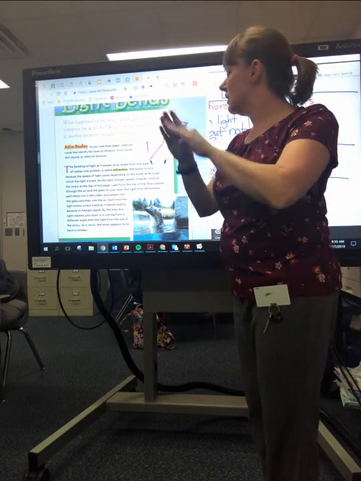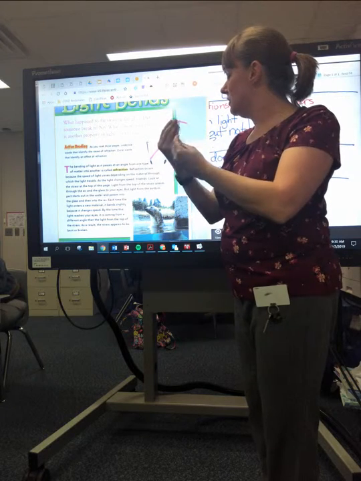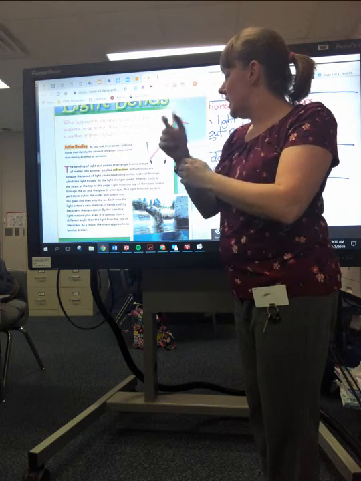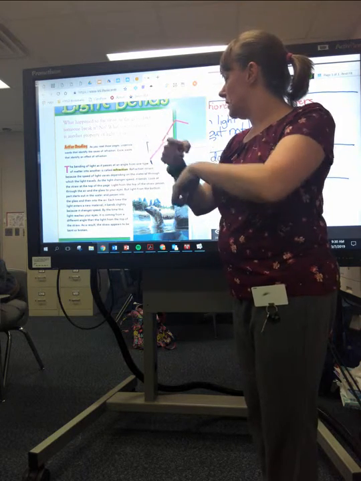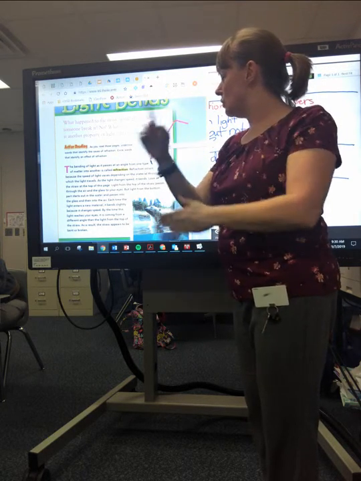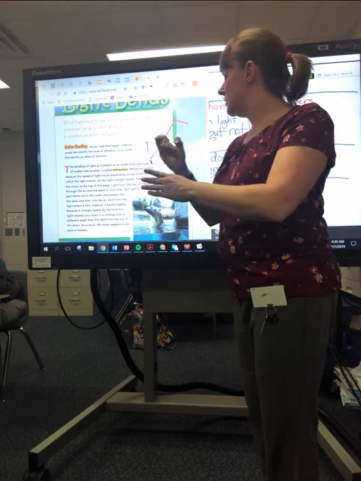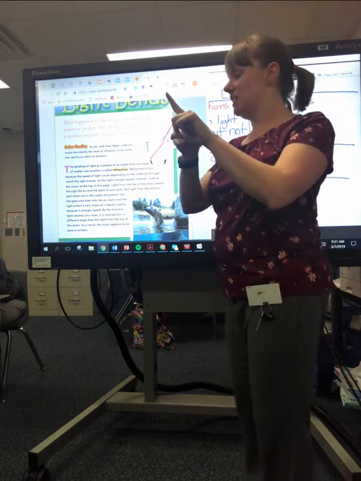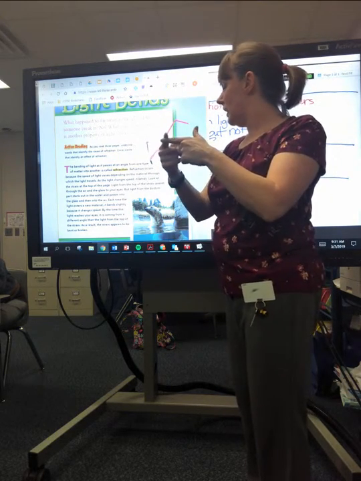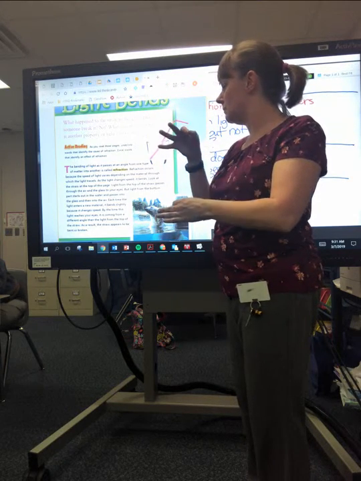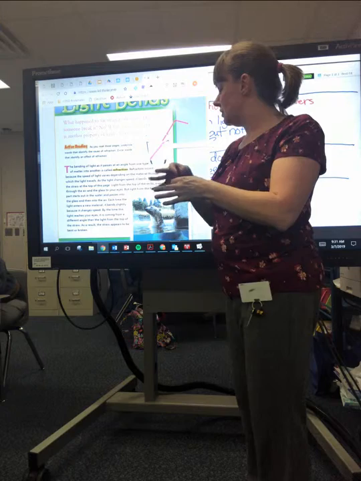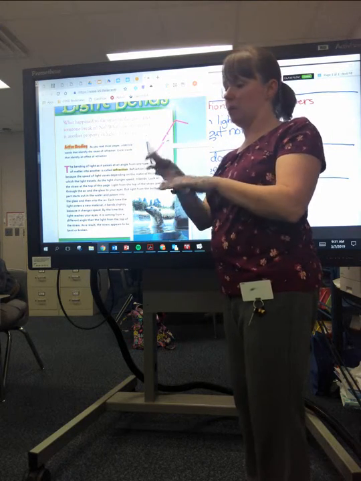Each time the light enters a new material, it bends slightly because it changes speed. By the time this light reaches your eyes, it is coming from a different angle than the light from the top of the straw. As a result, the straw appears to be bent or broken.